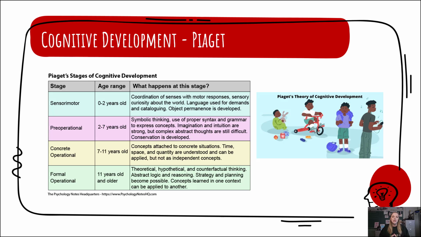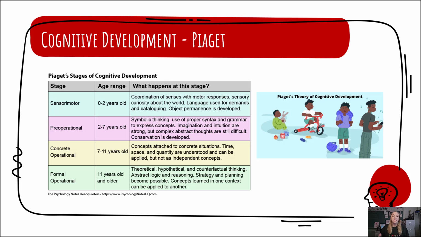The sensory motor stage is really focusing on our senses, how we are learning about the world around us through using our 5 senses. This is why babies will put things in their mouth. They really are listening to a lot of things. They might repeat what you say. During this stage, there's a lot of coordination of our motor responses. So there's a sensory curiosity about the world. They're looking around, trying to figure out what's happening, picking things up, grasping things, putting them in their mouths.